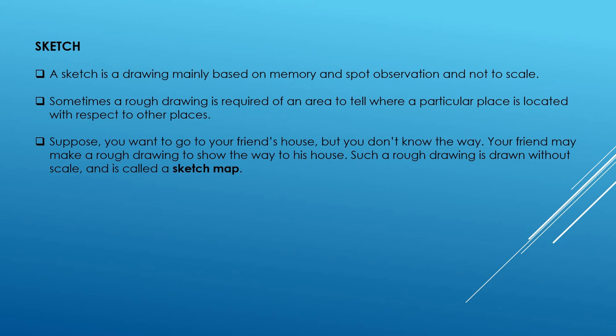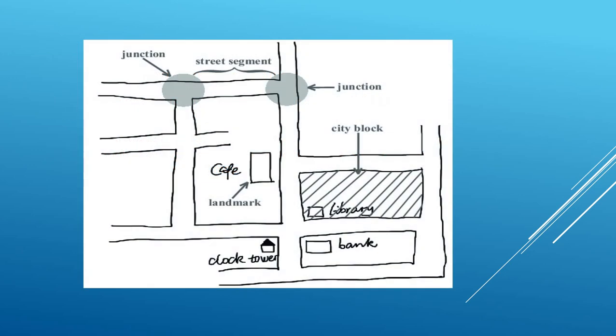Sometimes a rough drawing of an area is required to tell where a particular place is located with respect to other places. For example, suppose you want to go to your friend's house, but you don't know the way. Your friend may make a rough drawing to show the way to his house. Such a rough drawing is drawn without scale and is called a sketch map. Okay, so for example, I have taken one sketch map here.